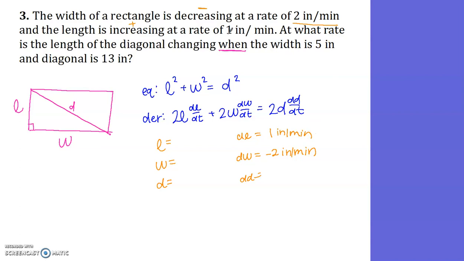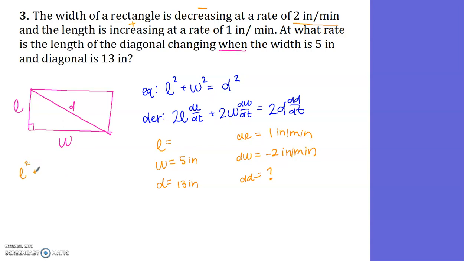And then, at what rate is the length of the diagonal changing? So they're wanting the rate for the diagonal, so that's the dD/dt. When the width is 5, so that's going to make this 5, and the diagonal is 13. So this is what they're asking for. So I'm still missing L. So I'm going to go back to the equation and plug in my width and my diagonal.